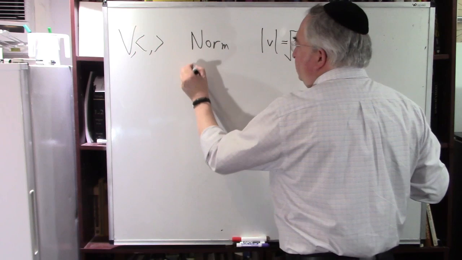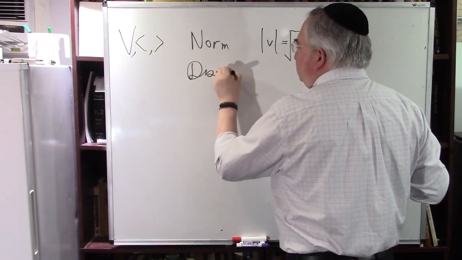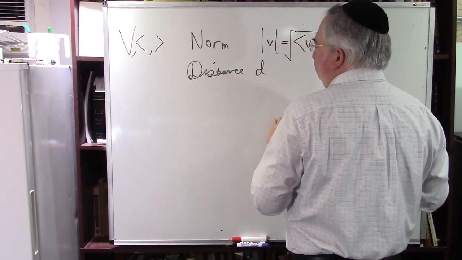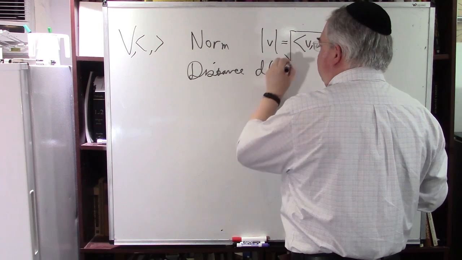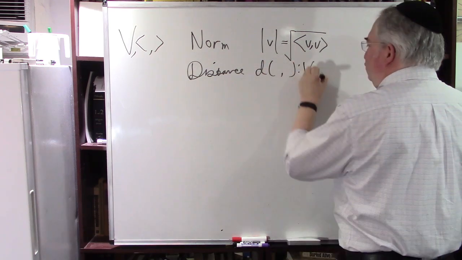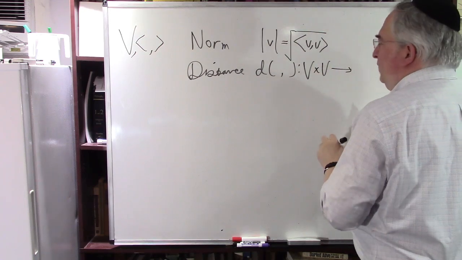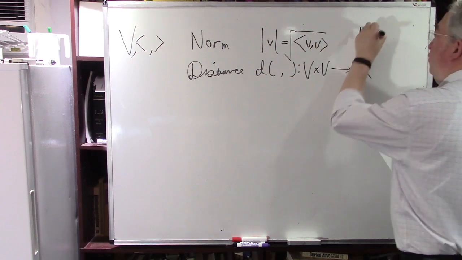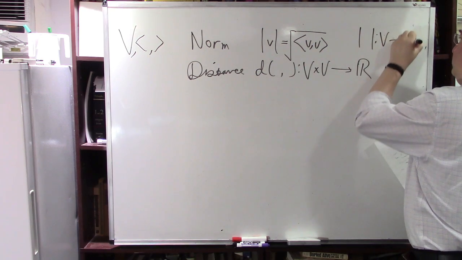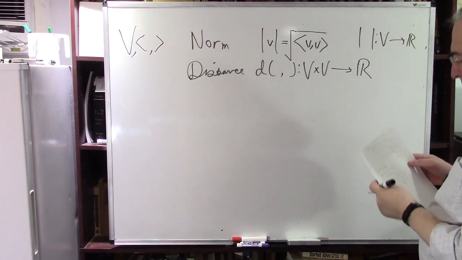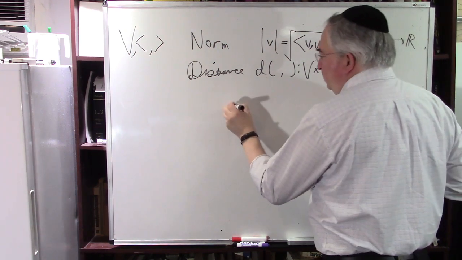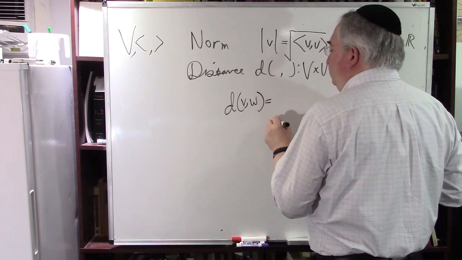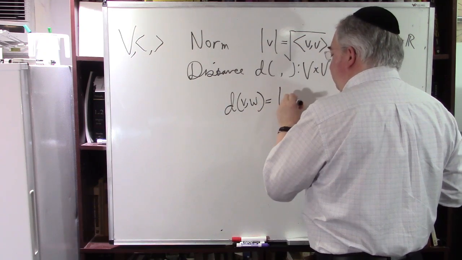Given such a thing, you can also talk about the distance between two vectors. There's a function d that takes two vectors and outputs a real number. Sorry, the norm takes a vector and outputs a real number. Let me show you how distance is defined: d of v, comma, w is equal to the norm of v minus w.